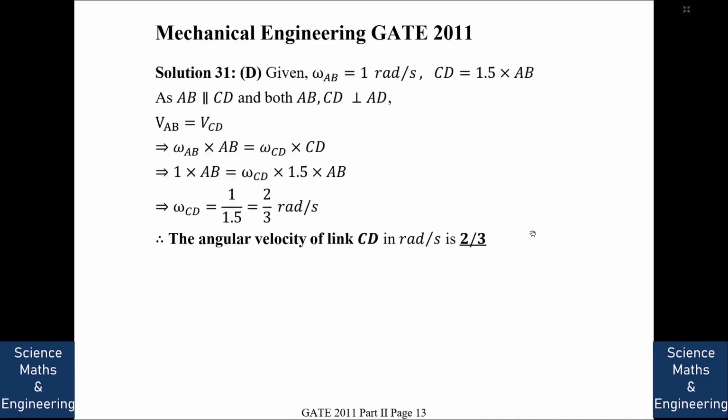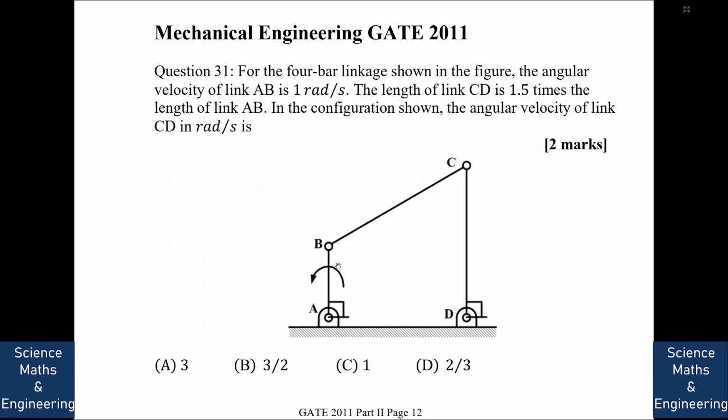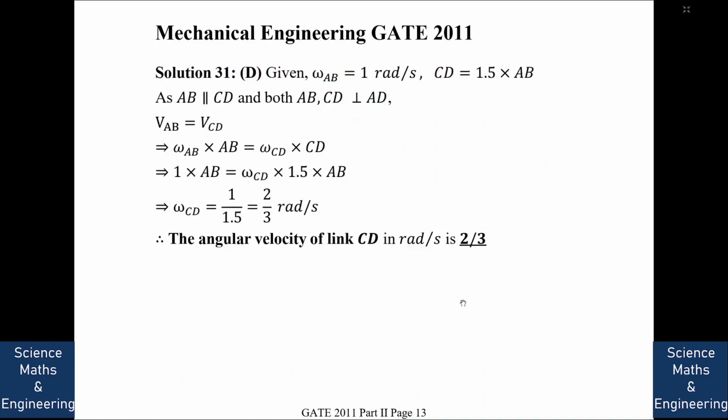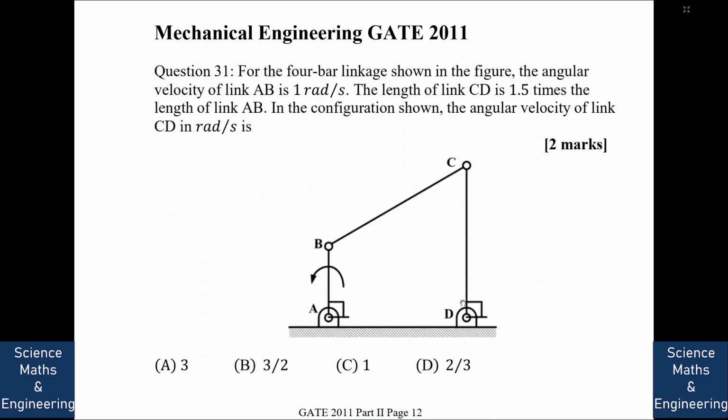So the answer is, see, the angular velocity omega AB we know as 1 radian per second. CD is 1.5 times AB, that is given. Now AB is parallel to CD and both are perpendicular to AD. So AB is parallel to CD as both are 90 degrees, and both are perpendicular to AD. If we join AD, both are perpendicular to AD. So in that case, the linear velocity of AB is equal to the linear velocity of CD. So VAB is equal to VCD at this instant.